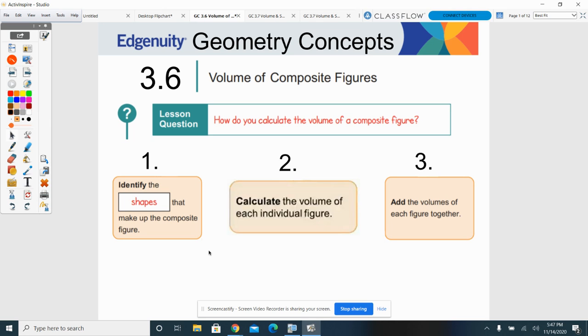Hi guys, today I'm going to talk to you about volume of composite figures. What composite means is it's kind of complicated, like two figures put together. So our plan is to figure out what the shapes are, then find the volume of each piece, and then add them together. It's just going to be like two problems for the price of one.